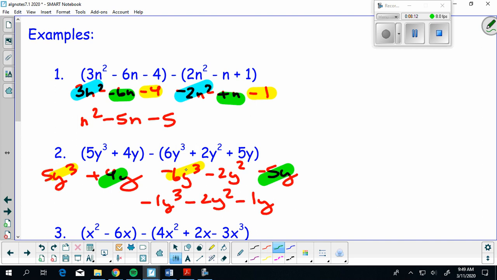Okay, so we've done degrees, we've done standard form, we've classified monomial, binomial, trinomial, polynomial. We've added polynomials and we've subtracted polynomials. I hope this was helpful.